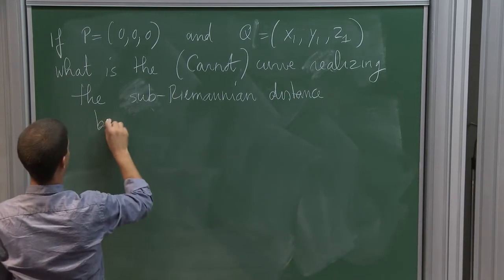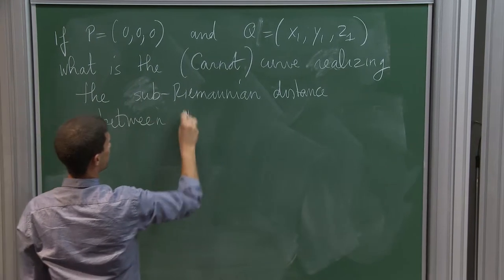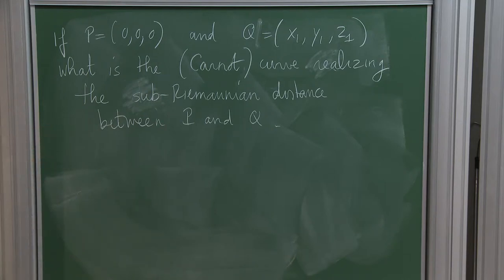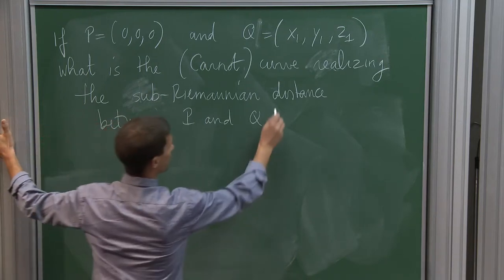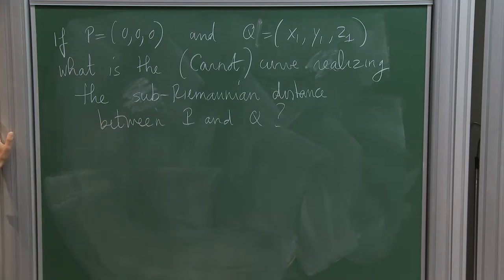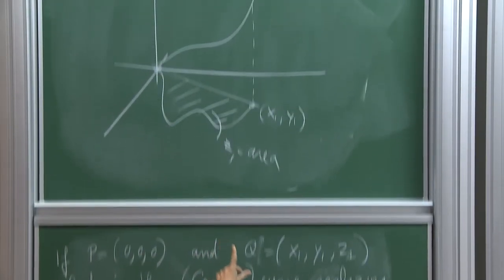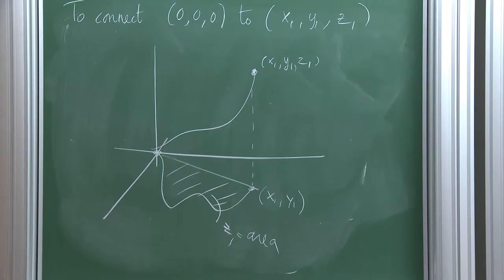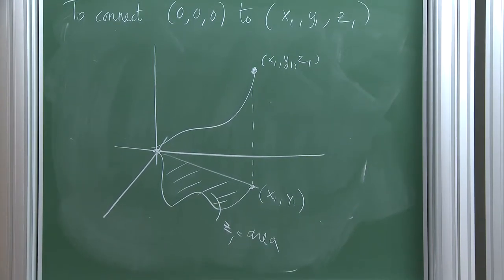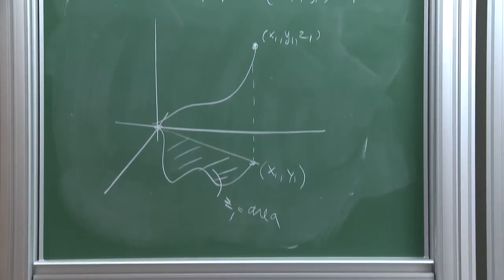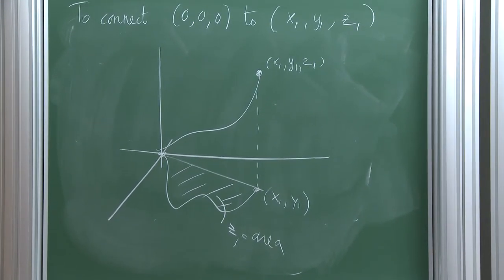Between P and Q. What will this be? It will be a curve gamma, which is the lift of an arc of a circle. So the projection down will be an arc of a circle, such that the area spanned up to there is equal to z1.